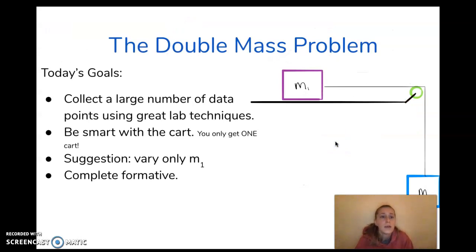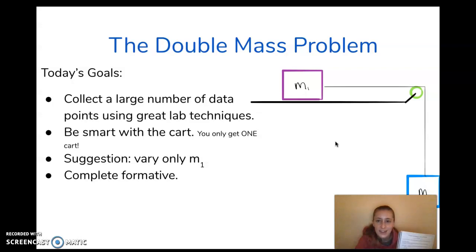Today's goals include collecting a large number of data points using great lab techniques. You can enter your values here. Be smart with the cart. You only get one cart. Don't drop it like I did. And if you do, hopefully it's okay.